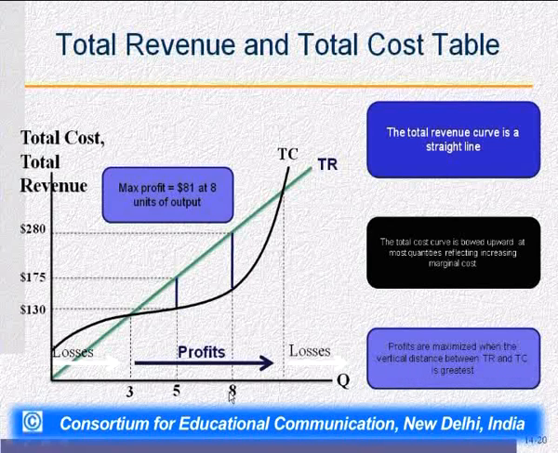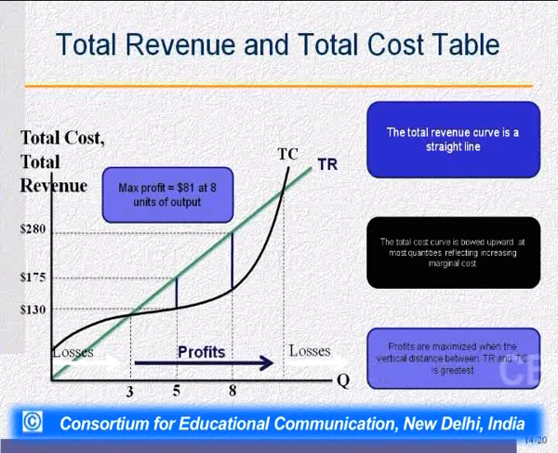It is 5, 8. Now the total cost cuts TR from the above point, and now this time the total cost is greater than TR. Now the losses come again because TR is below TC. So profits are maximized when the vertical distance between TR and TC is greatest.